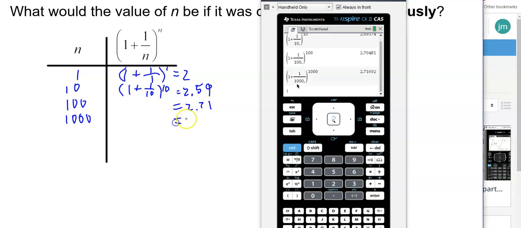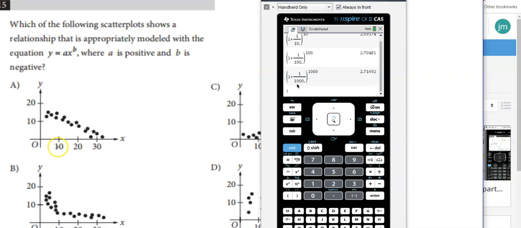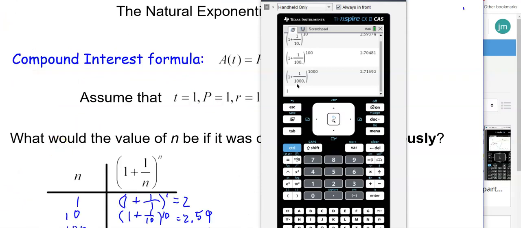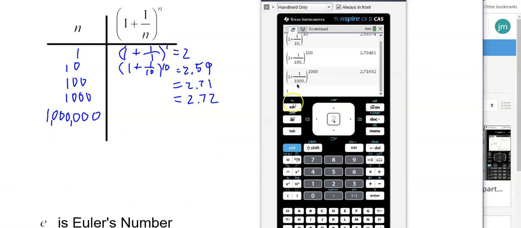So what's interesting is it's not increasing that much. Do you see how much it slowed down? It started at 2 and was going up by leaps and bounds here. Let's put 1 with 6 zeros here and see what happens. That's 1 million. Right now it has 3 zeros, so I want 3 more zeros here. And it doesn't go up that much.